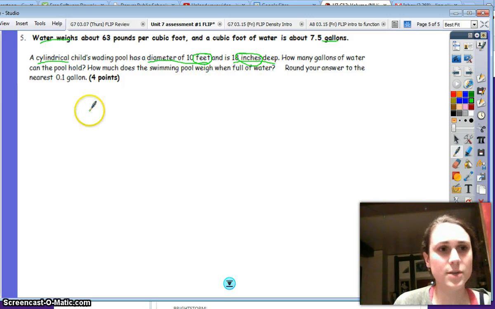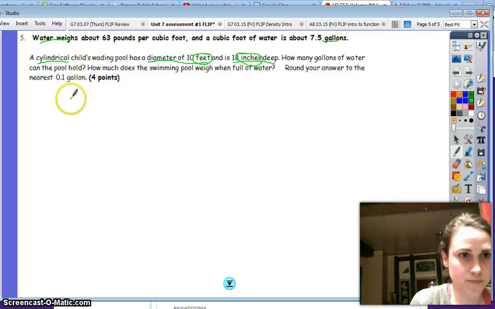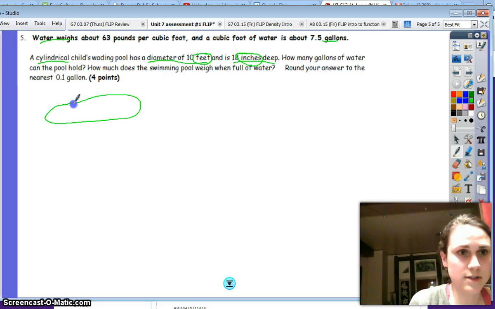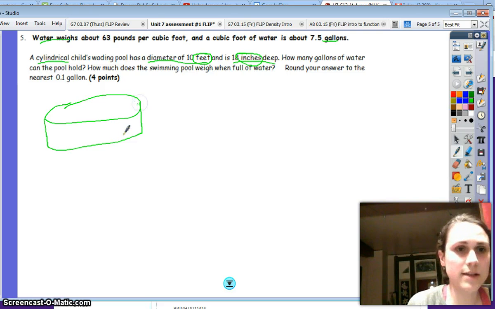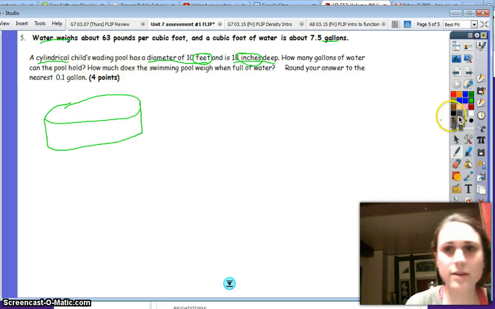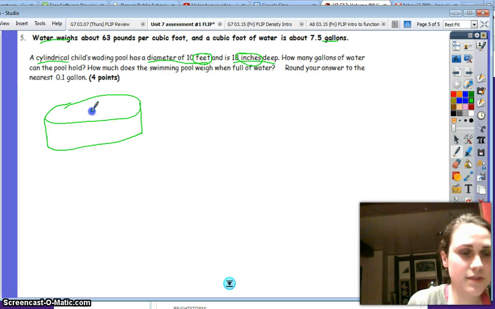Okay, so first thing I'm going to do is draw a picture. So, you know what a cylinder looks like. Not like that. Okay, so I have like a little baby pool. Fun. A cylindrical child's wading pool has a diameter of 10 feet. So I know if the diameter is 10 feet, then the radius of this pool is 5 feet, because radius is half the diameter. And it's 18 inches deep.